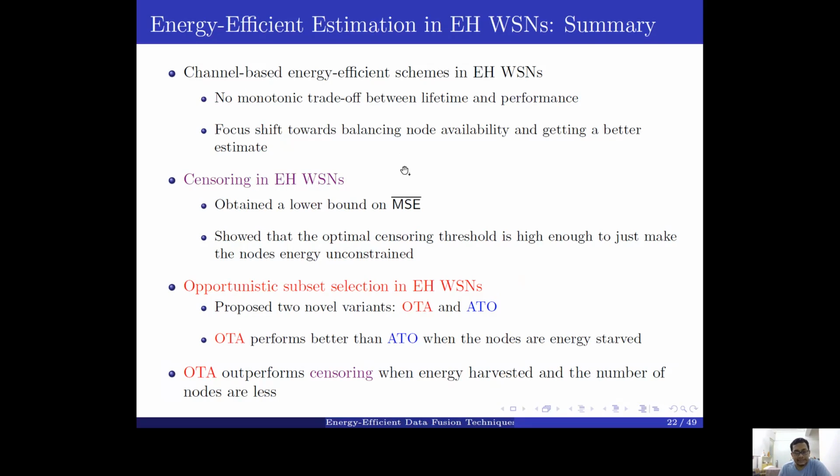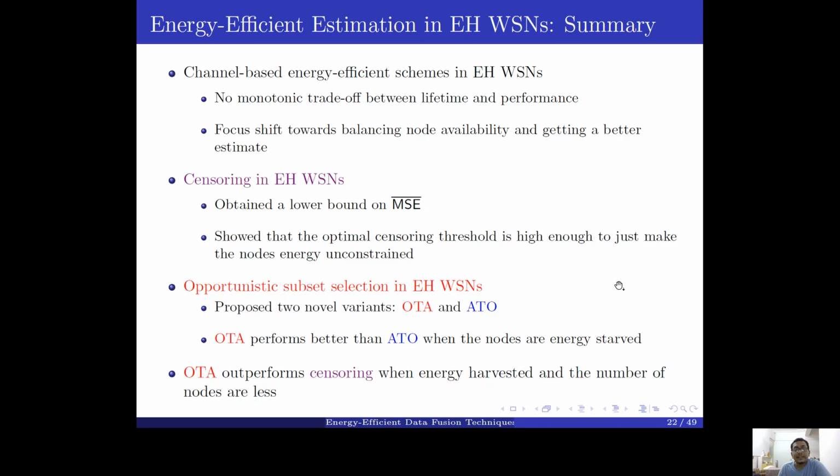When we studied censoring in energy harvesting wireless sensor networks, we obtained a lower bound on the average mean squared error, MSE bar, and using it, we showed that the optimum censoring threshold is high enough just to make the nodes energy unconstrained. When we studied opportunistic subset selection in energy harvesting wireless sensor networks, we proposed two novel variants, OTA and ATO.